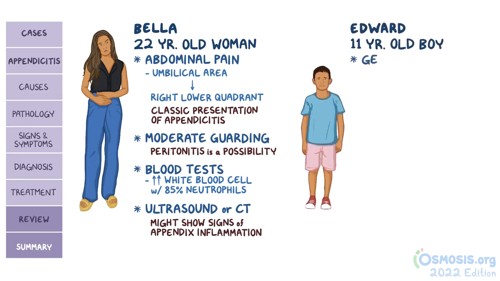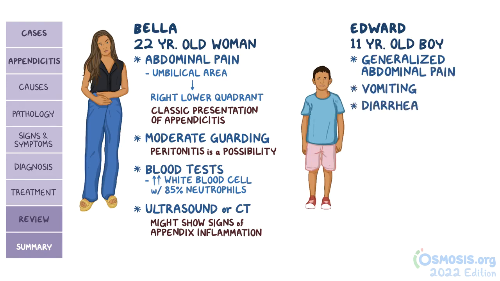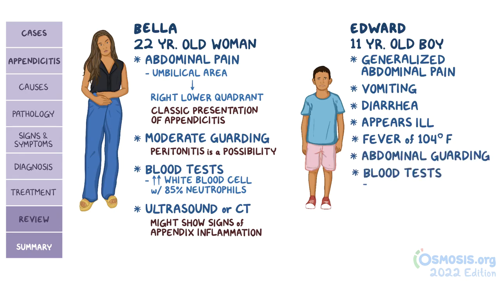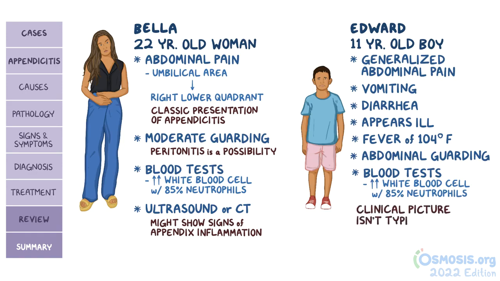Edward presented with generalized abdominal pain, vomiting, and diarrhea. On examination, he appeared ill and had a temperature of 104 degrees Fahrenheit and abdominal guarding. Blood tests showed increased white blood cell count with 85% neutrophils. Although his clinical picture is not exactly typical, it is still suggestive of appendicitis, which should be confirmed by either ultrasound or CT.